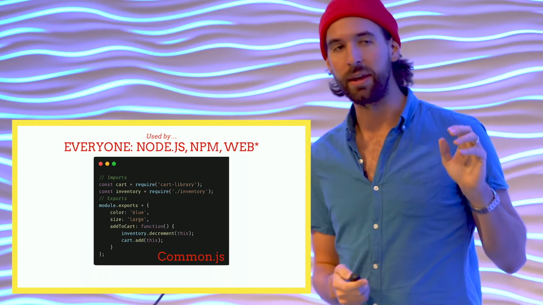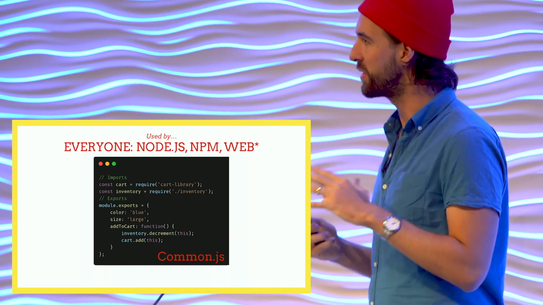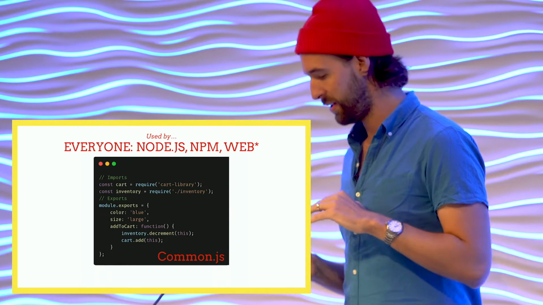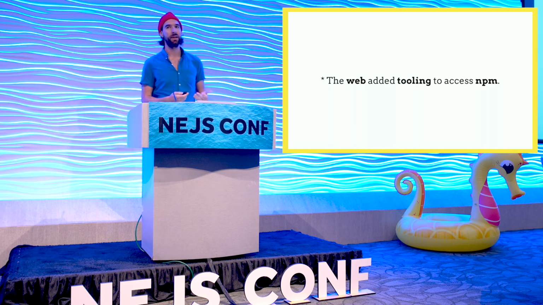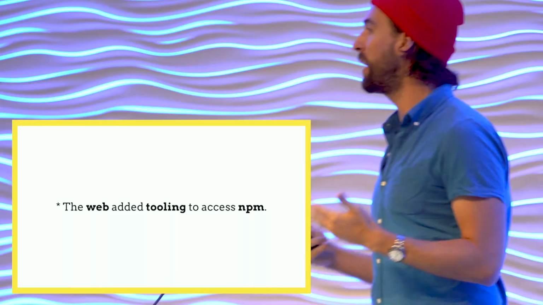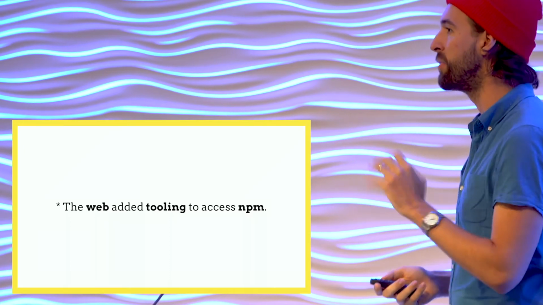The problem there, and the kind of concession that was made that I don't think anyone really realized at the time, and I think we're still coming to terms with, was that the web ended up adding tooling to access NPM, to access this one shared ecosystem. And definitely a worthwhile concession to make, but it's ended up kind of affecting the growth of JavaScript in a lot of interesting ways.